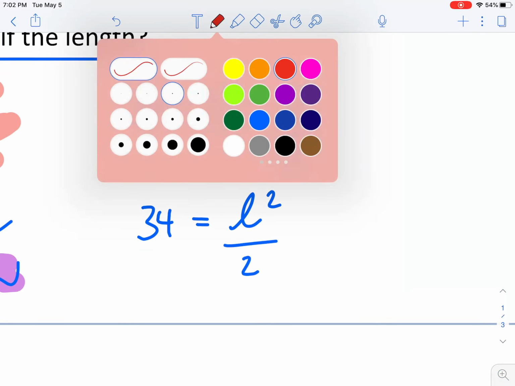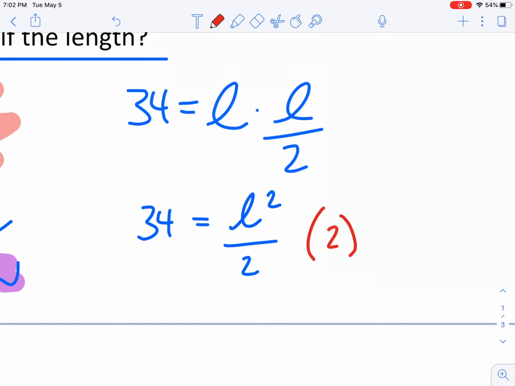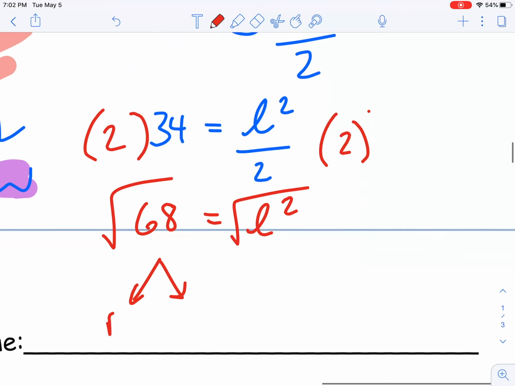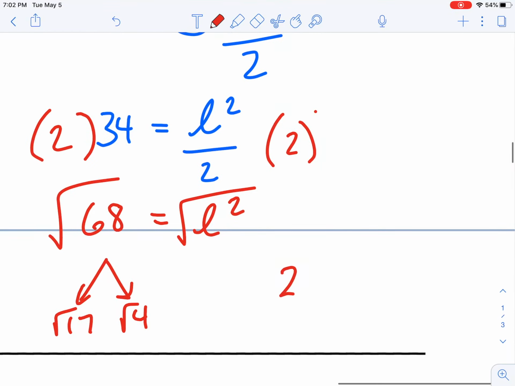This one's pretty tough. We're going to get rid of the fraction here, so multiply both sides by 2. Now I have 68 equals L squared. Take the square root of both sides. 68 is even, which would be 34 and 2. Also 17 and 4 goes into it. So it'd be radical 17 times radical 4, which would simplify to 2. So this would be 2 radical 17 is the length.